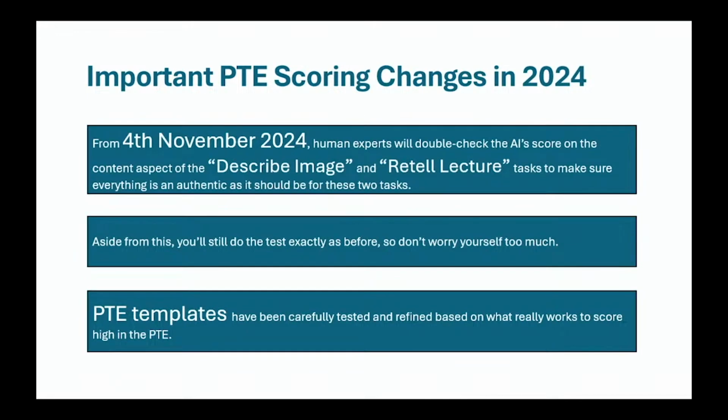There are a couple of changes that came into effect in 2024. From November 2024, human experts will double check the AI scores on the content of describe image and retell lecture, just to make sure everything is authentic. Aside from this, you are going to do exactly as before, so you need not worry too much. The strategies and templates that we provide are carefully tested and refined based on what really works to score high in your PTE exam.